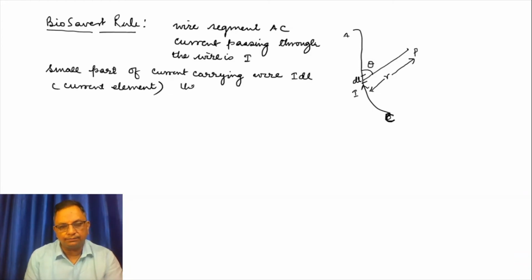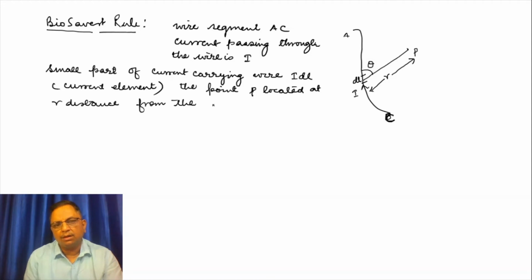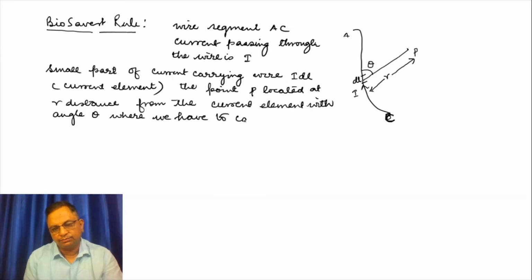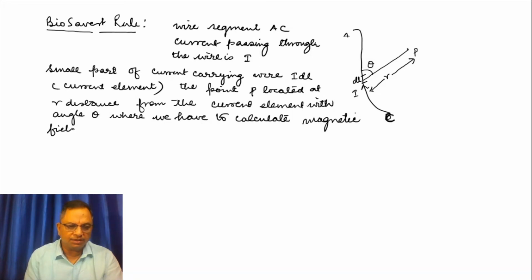The point P is located at R distance from the current element with the angle theta, where we have to calculate the magnetic field intensity.